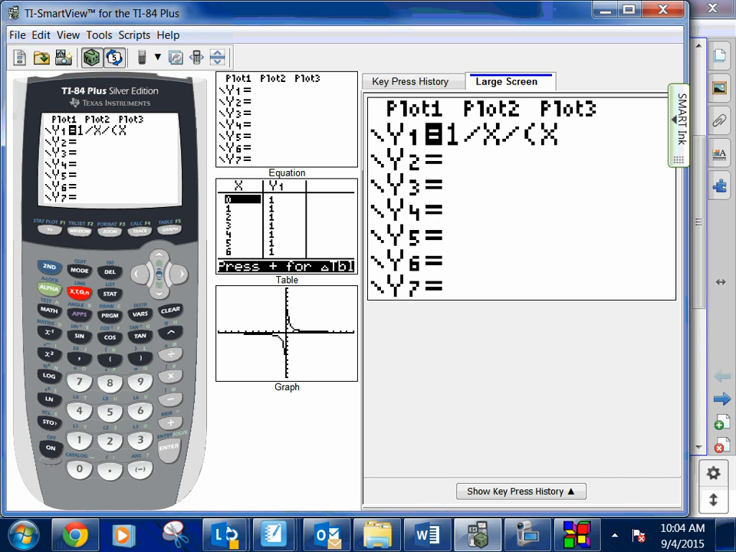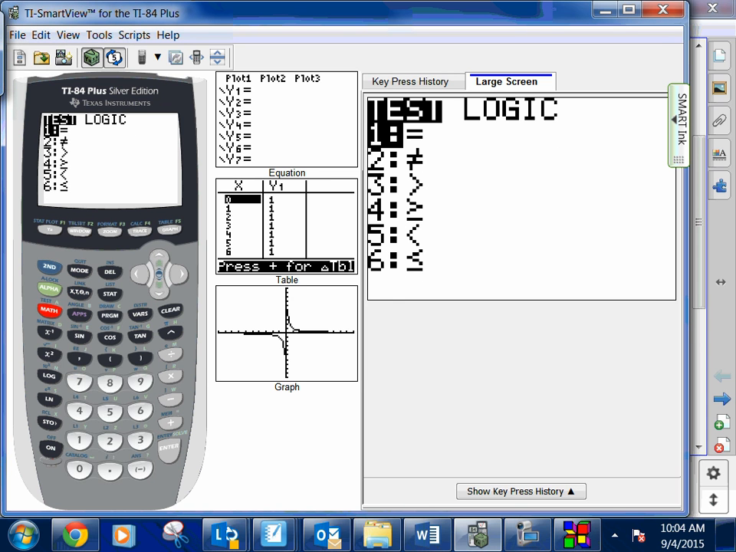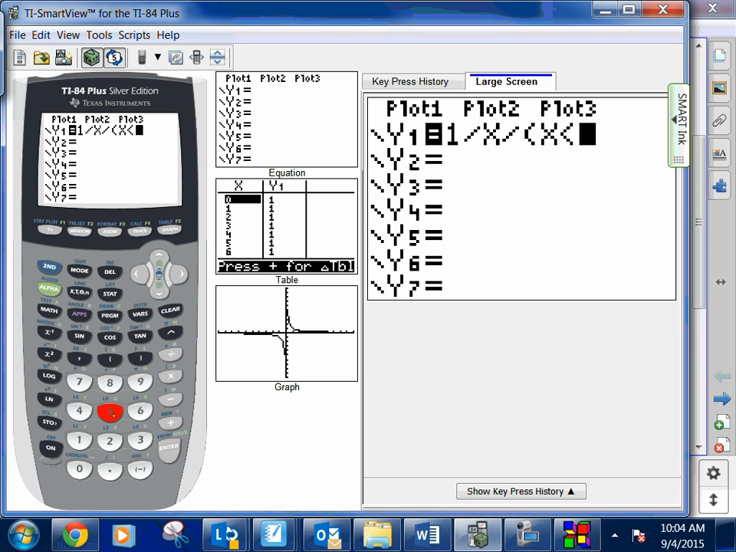The next menu we're going to get into is that test menu that's in blue. So you're going to hit the second math button. And we're going to click, is it 5? It's less than 0, right? Okay, good. So we're going to hit 5 and then click 0 and just close up the parentheses. And what's going to happen is that when you graph this, one shows actually the graph.